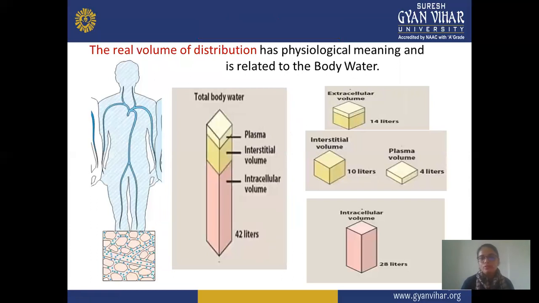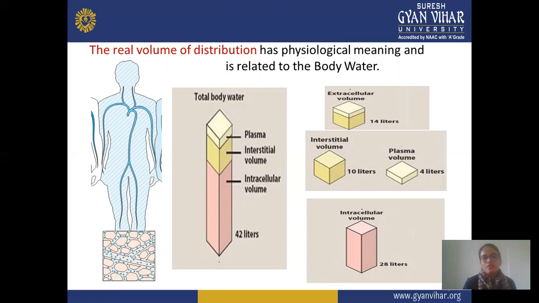This is a diagram of the real volume of distribution according to the body water. In this, you can see that plasma is a very small amount present in your body when you compare it with the overall body. And next is interstitial volume. It is a little bit more than plasma, but not too much. Next is intracellular volume. It is the largest amount present, approximately 42 liters.